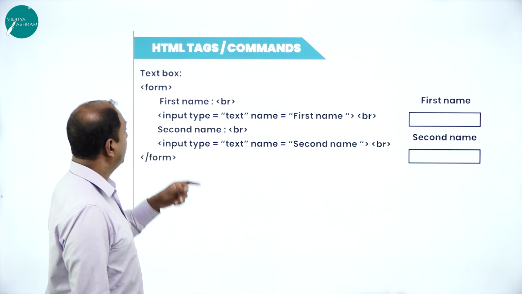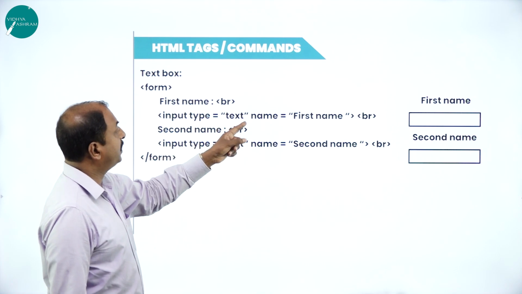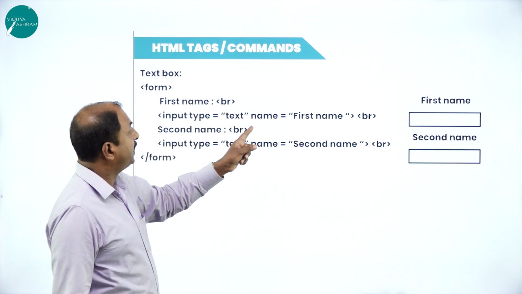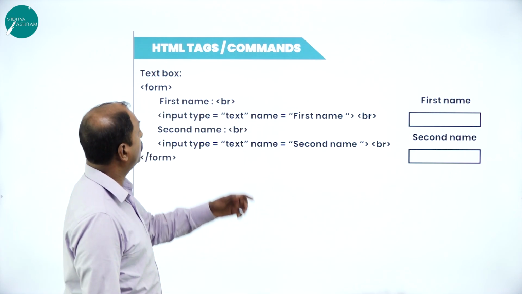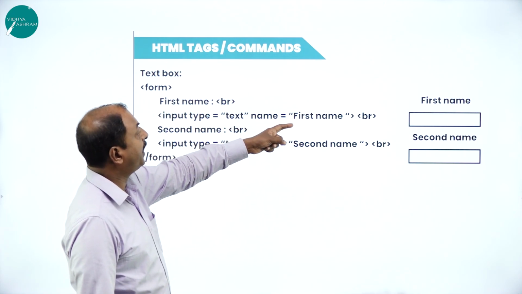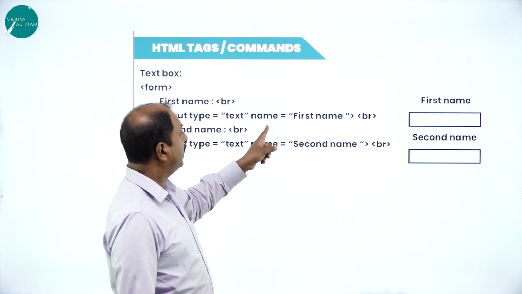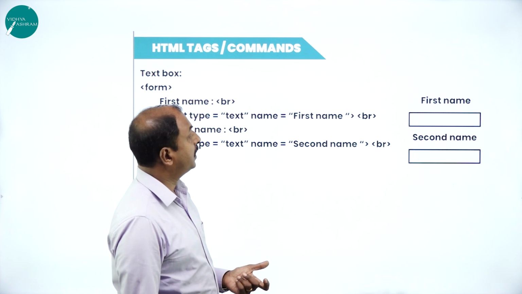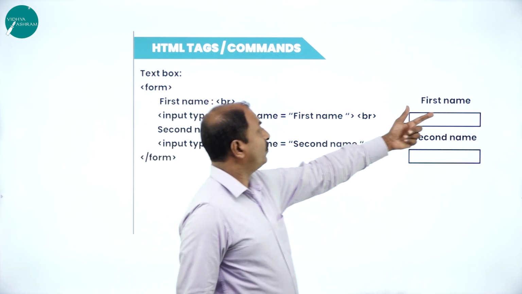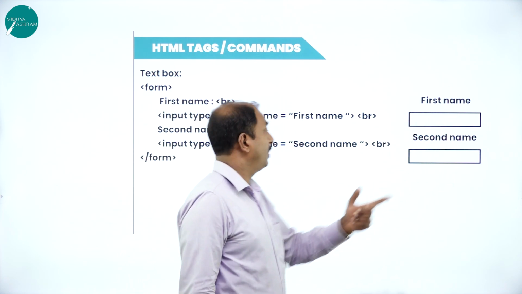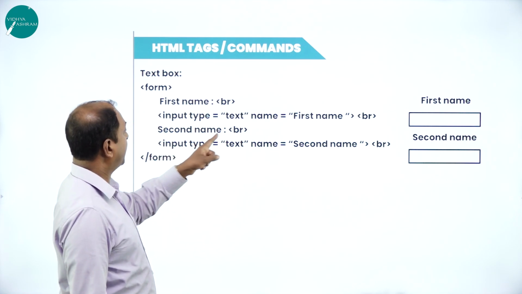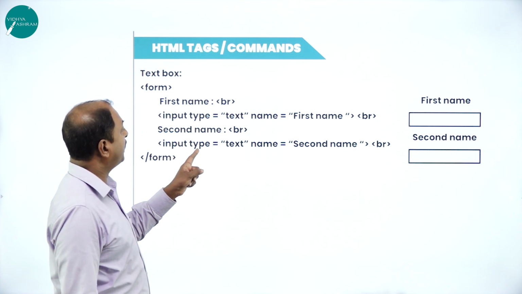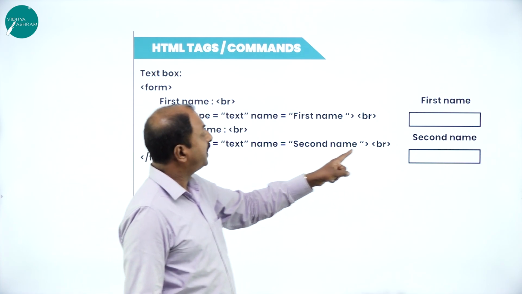So what would be that? Input type equal to text. As we have seen in the previous slide, input element type equal to text, and here name is one of the attributes of the form elements, where it displays the first name. Here name equal to first name, and we are closing the tag. So here first name is the name for this text element. So BR, again second name, this is the second name, BR tag, input type equal to text, name equal to second name.